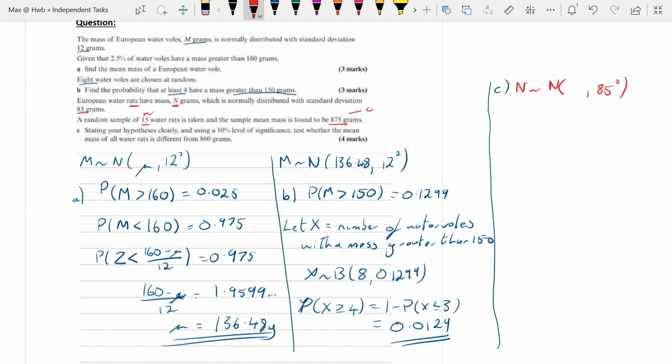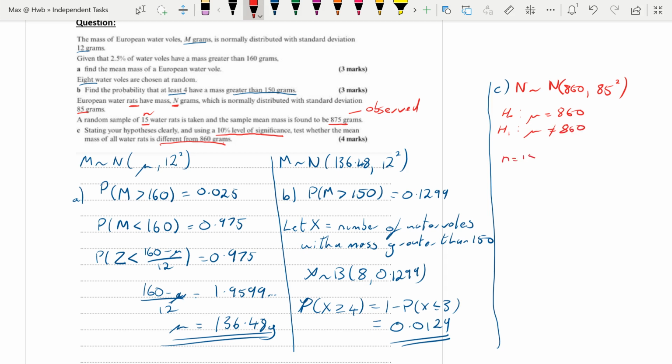So this here is my observed amount. State your hypothesis clearly using a 10% level of significance. Test whether the mean mass is different to 860. So it's telling me the mean is 860. The first thing I'm going to do is write H0 and H1. H0 is what mu currently would be, so 860, and they want me to test that it's different, so just not 860.